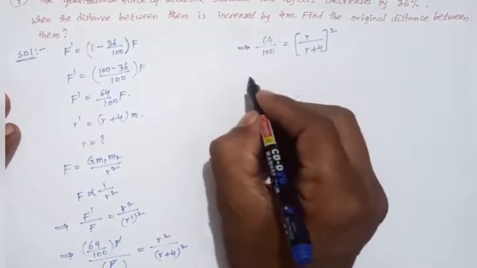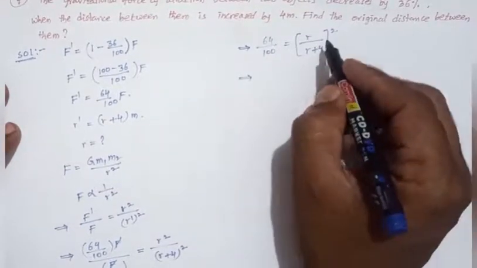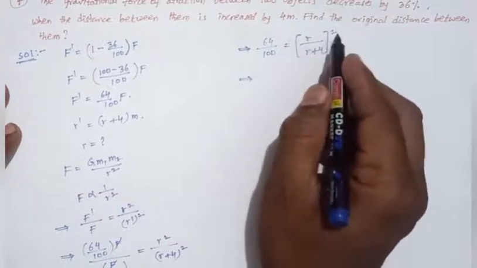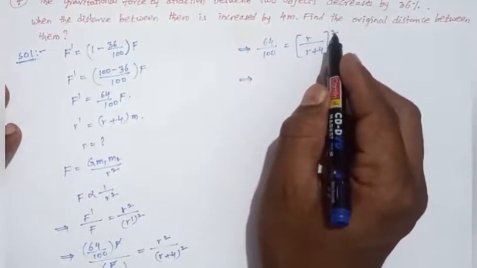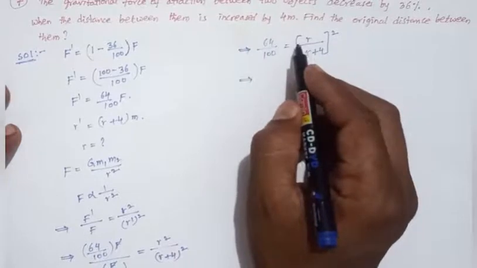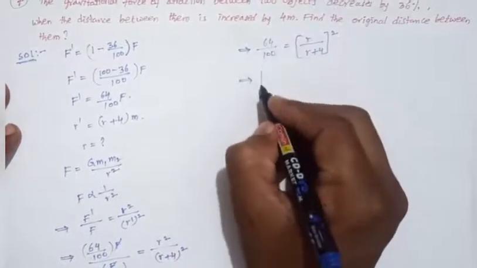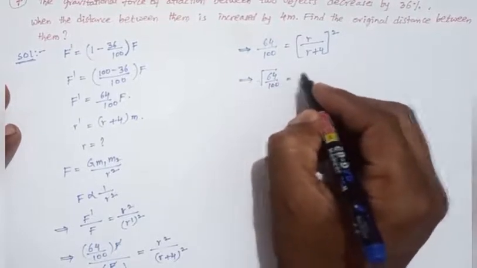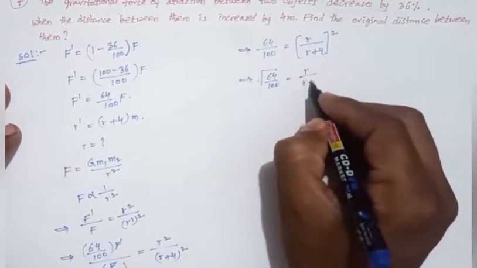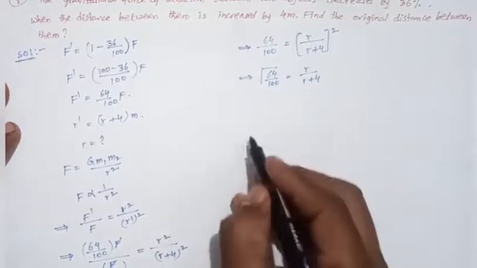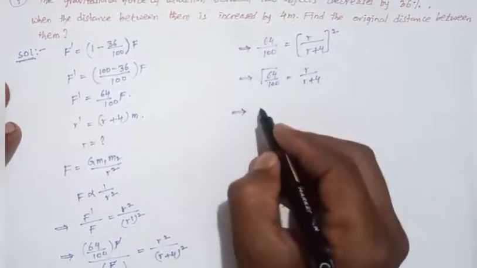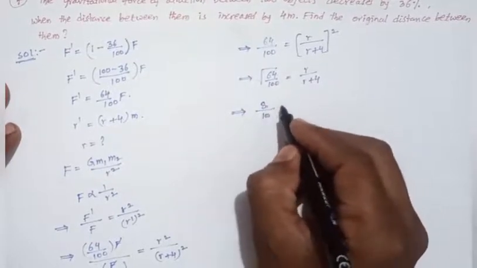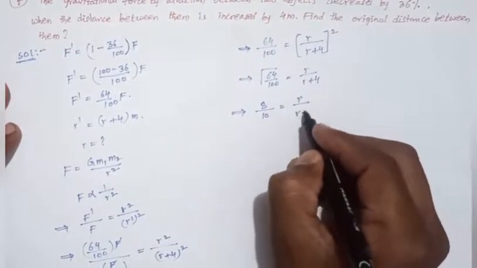Okay, from this equation we can take the square root. The square goes to the left side, so it is the square root of 64 by 100 equals r by r plus 4. Root 64 equals 8, root 100 equals 10, so 8 by 10 equals r by r plus 4.